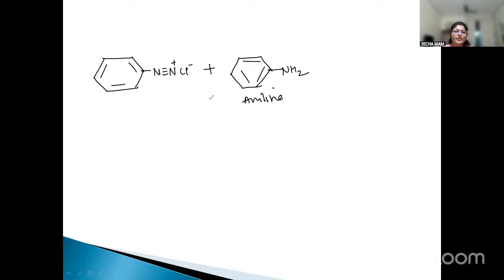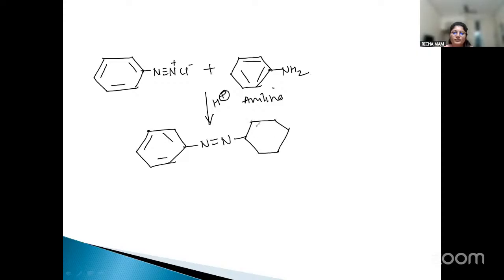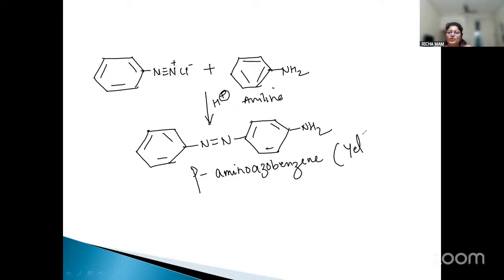Then what am I going to get in the acidic medium? I'm going to get azobenzene, again an azo dye, N double bond N, with NH2. So this is para-aminoazobenzene, and this is the yellow color. This is the yellow dye.